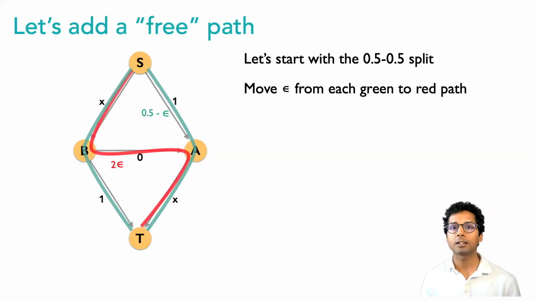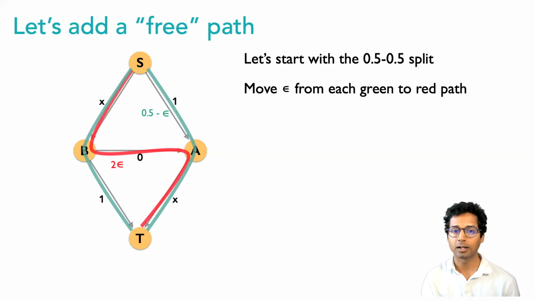Say we move epsilon units of traffic from both of the green paths to the red path. So now SAT carries 0.5 minus epsilon traffic, while SBAT carries 2 epsilon units of traffic. SBT also carries 0.5 minus epsilon traffic. So now on these X edges, the AT and SB edges, the amount of traffic carried is 0.5 minus epsilon for the one green path.